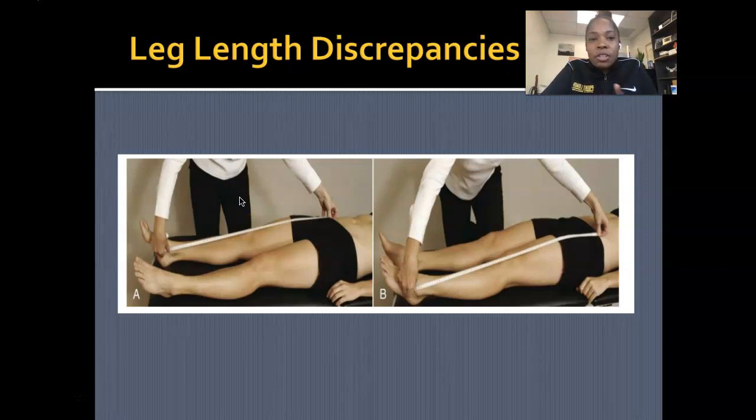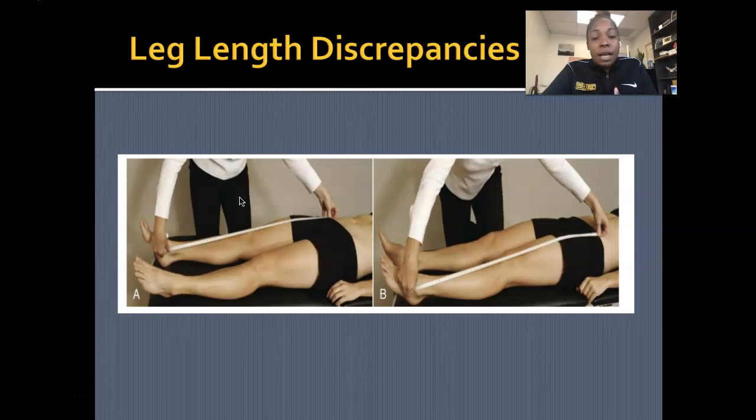And if anybody wants extra credit for that, you can email me the answer: what is the difference in measurement between a structural leg length and a functional leg length? A structural leg length discrepancy is caused by a patient being born with a smaller bone, right? Or shorter bone. So examples would be a shorter femur, a shorter tibia, right? A functional leg length discrepancy is caused by an imbalance of the muscular system.